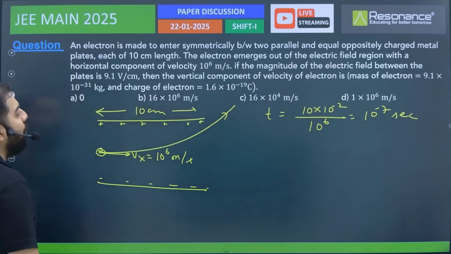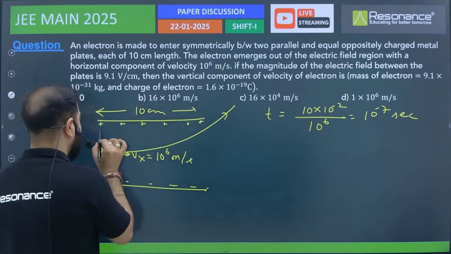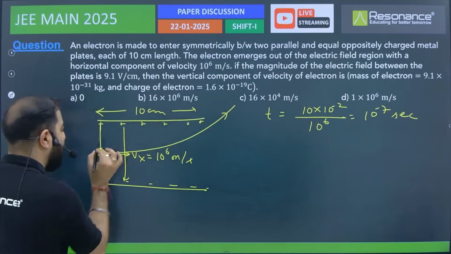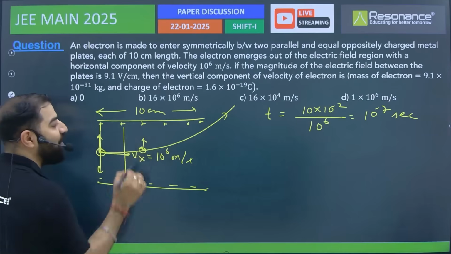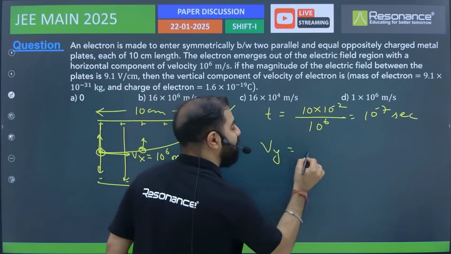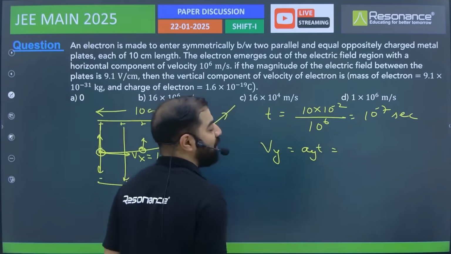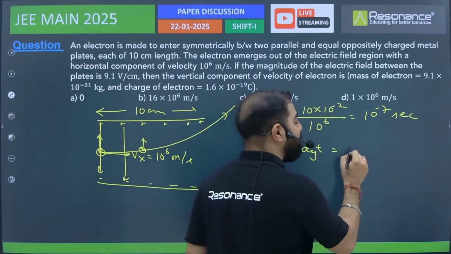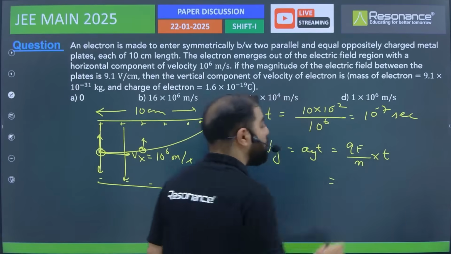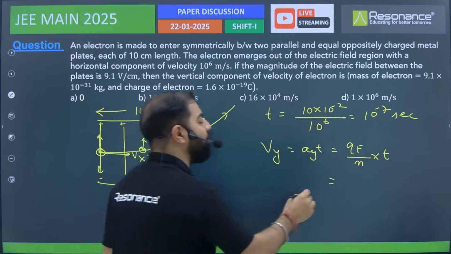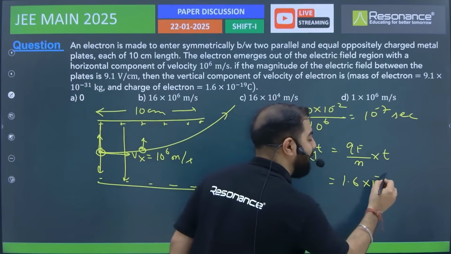Now, in that time, obviously the electric field is like this, no? So this electron is getting a force in the upward direction. So what's the value of this Vy? Vy is equal to Ay t. What is the value of Ay? qE by m into t. The value of q is given to be 1.6 into 10 to the power minus 19.